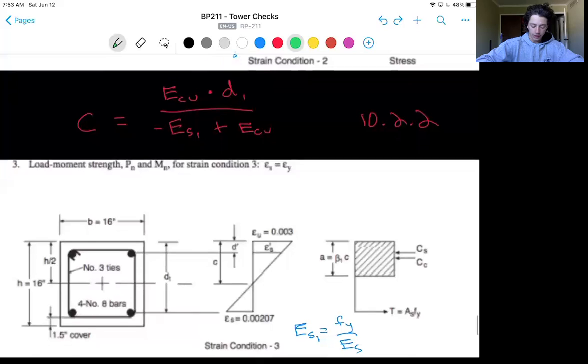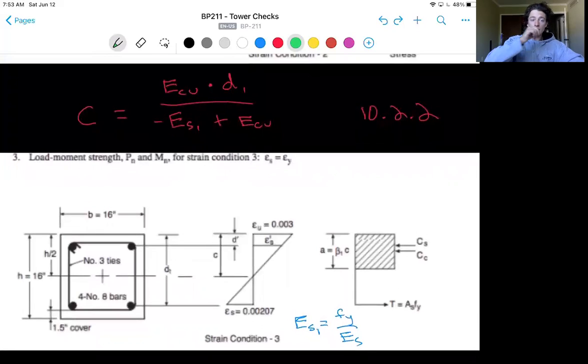For condition 3, the bottom steel strain is equal to the yield strain, or at its limit for a compression controlled section. So we'll just take that strain as yield stress over elastic modulus.